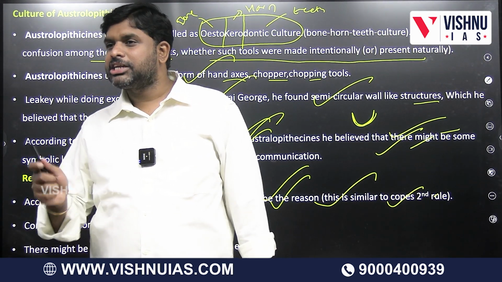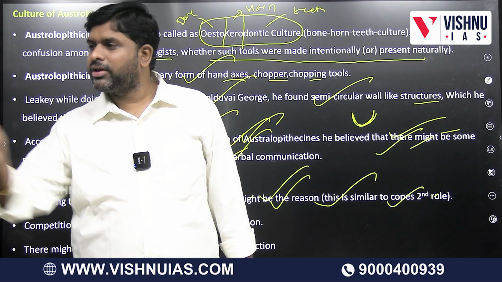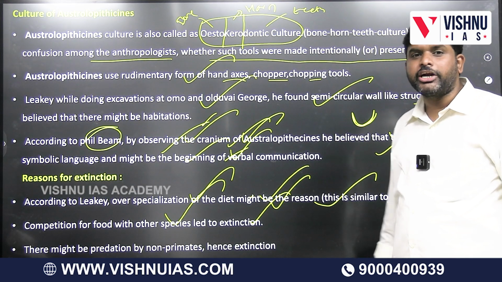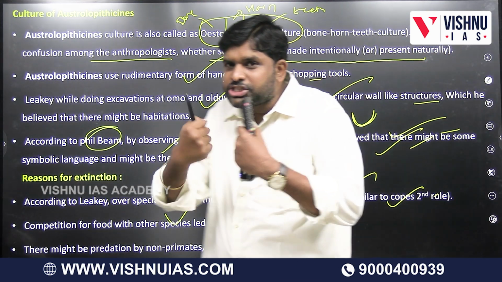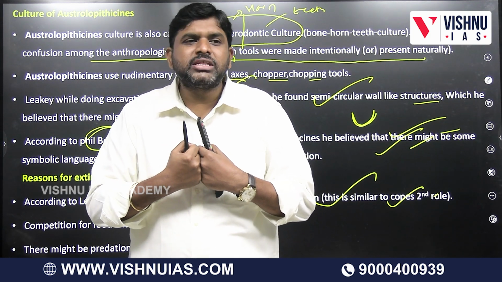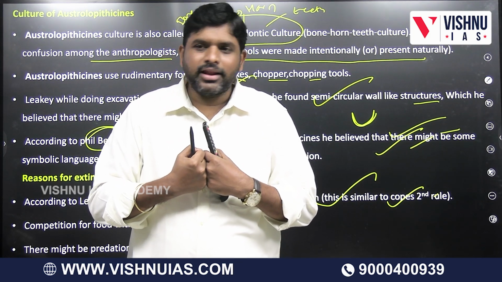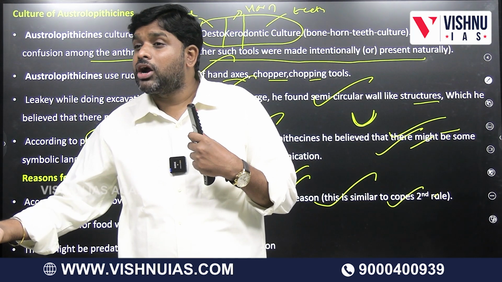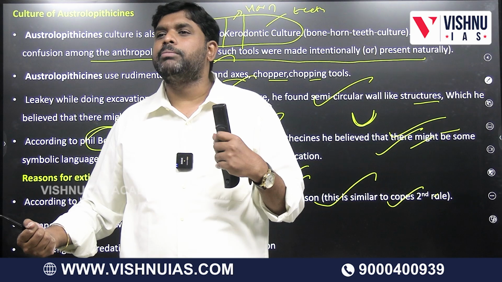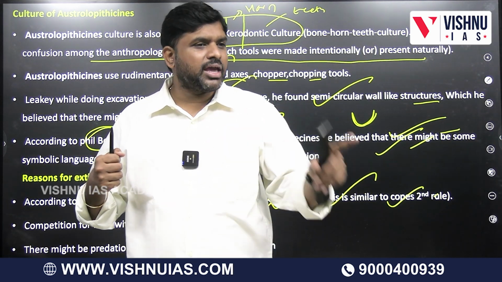Over-specialization might be the factor responsible for competition for food with other species. So there is competition between Australopithecines robustus and Australopithecines gracile. The Robustus variety could not survive, why? Because it is over-specialized and could not fight with the generalized types, hence it became extinct.